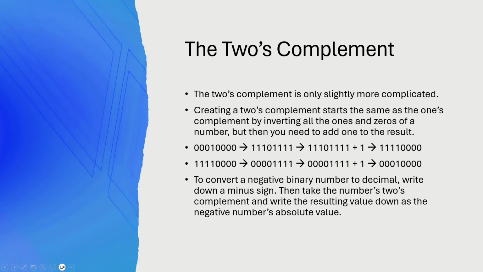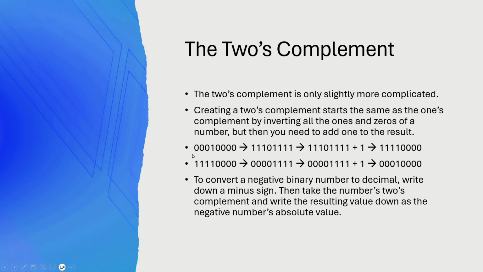The two's complement is slightly more complicated than the one's complement, but it has a number of advantages, and it's generally the preferred method for representing negative numbers in digital logic and in computers. Creating a two's complement starts the same as the one's complement, by inverting all of the ones and the zeros of a number, but then you need to add 1 to the result.